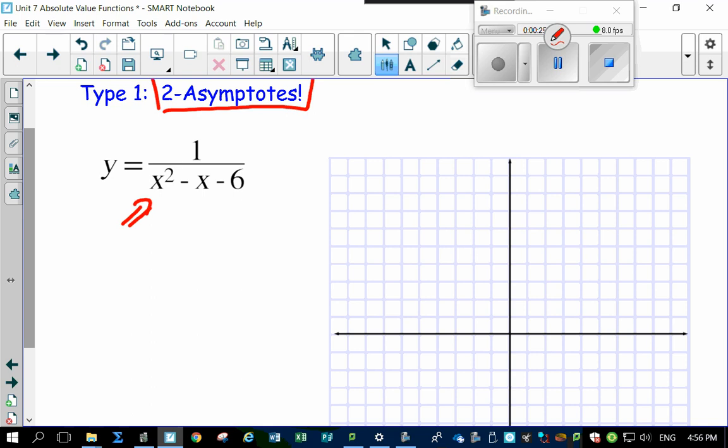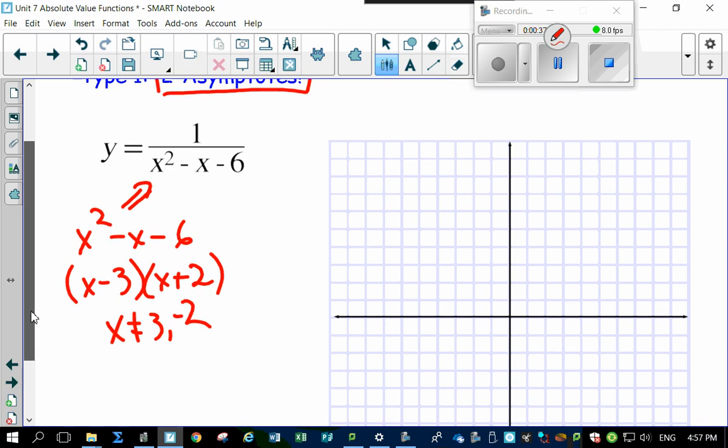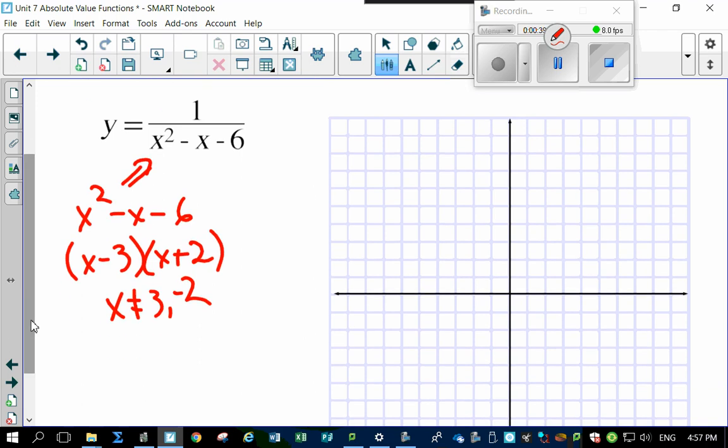Again, non-permissible values, you've got to factor. Minus x minus 6. This becomes (x minus 3)(x plus 2). The non-permissible values, of course, are x cannot equal 3 and minus 2. If you graph this, you know that this is minus 2 right here. There's 3, 1, 2, 3 right here. There are the non-permissible values, which are going to give you this.